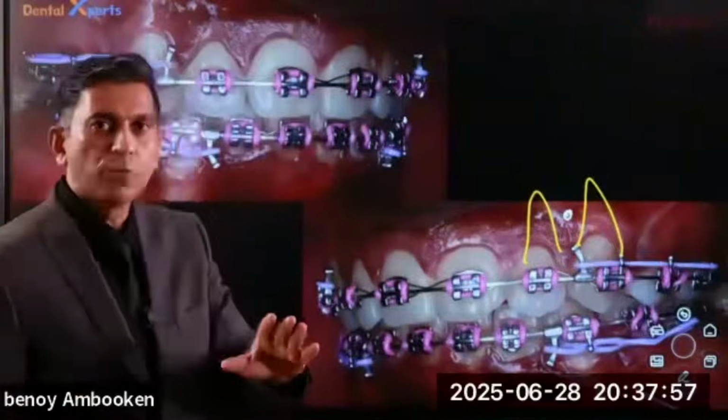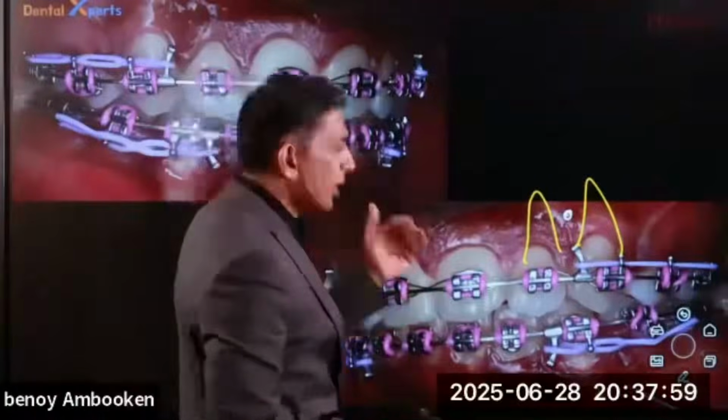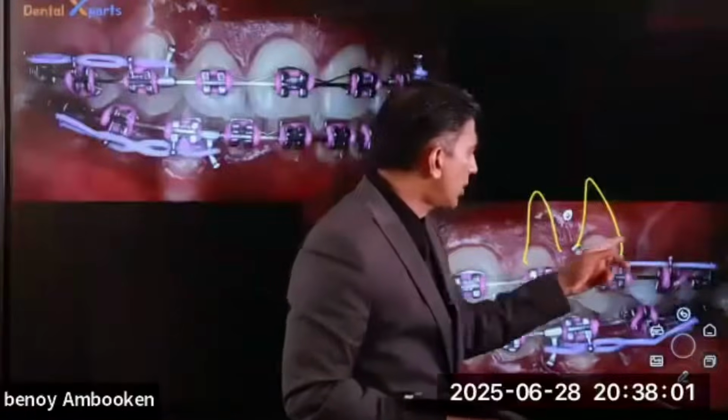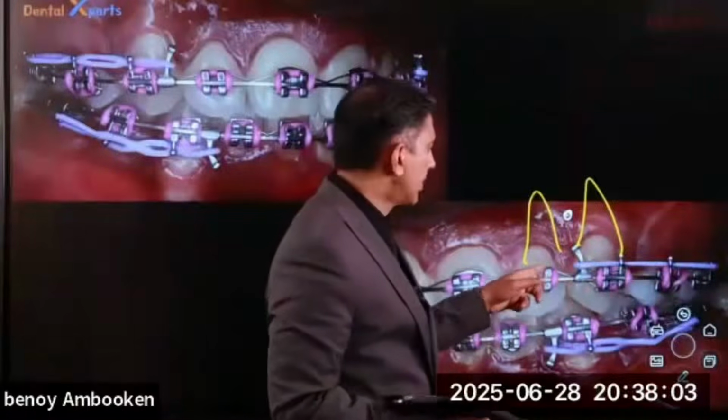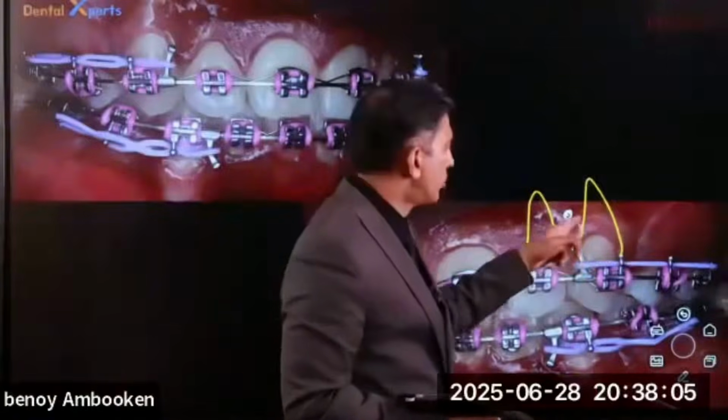So your target should be knowing the biomechanics. Why am I going to give an E-chain from the molar to the crimpable hook, which is crimped distal to the lateral incisor? Because the center of resistance of the 6 anterior teeth is distal to the lateral incisor.